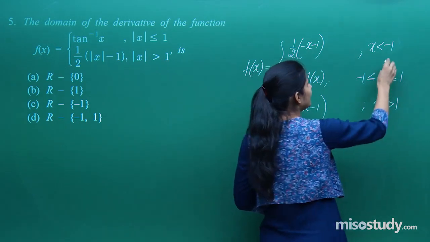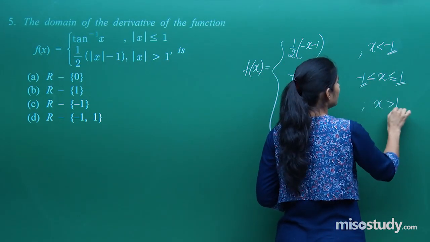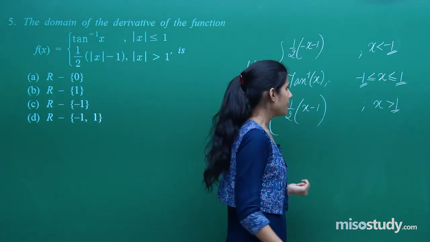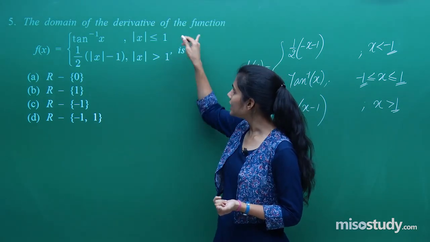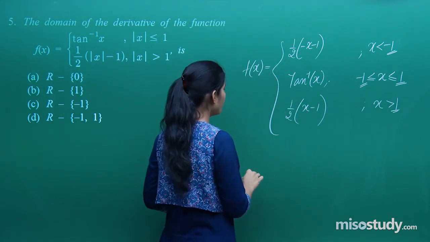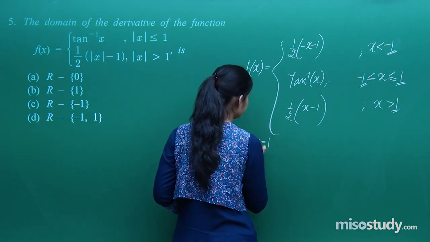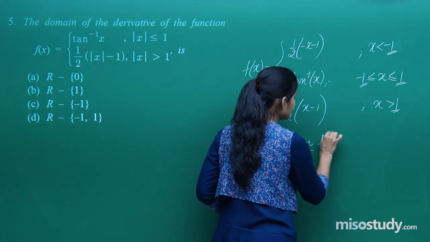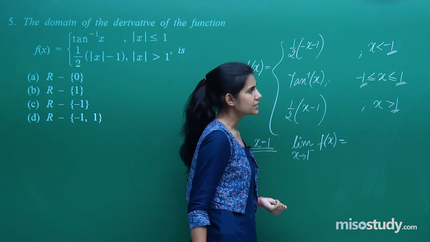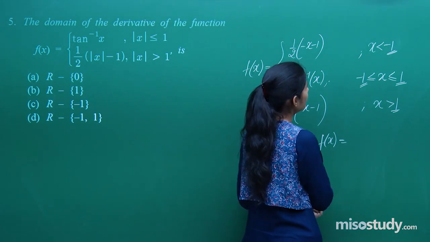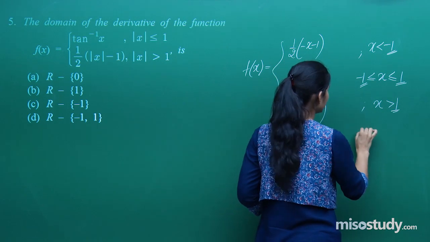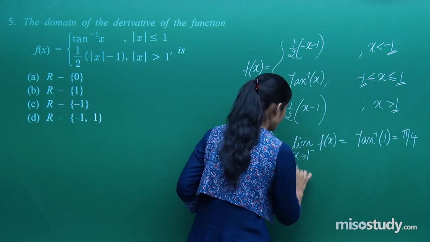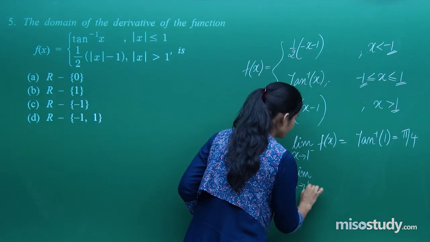But the problem is at these points minus 1 and 1. Let's check at these points whether the functions are continuous or differentiable or not. That is what is going to help us to define the domain of the derivative of this function, right? So first of all, let me talk about x equals 1. Now limit x tends to 1 from the negative side of f of x. What is this? So from the left, x tends to 1 from the negative, it is tan inverse 1, which is pi by 4. And limit x tends to 1 from the positive.